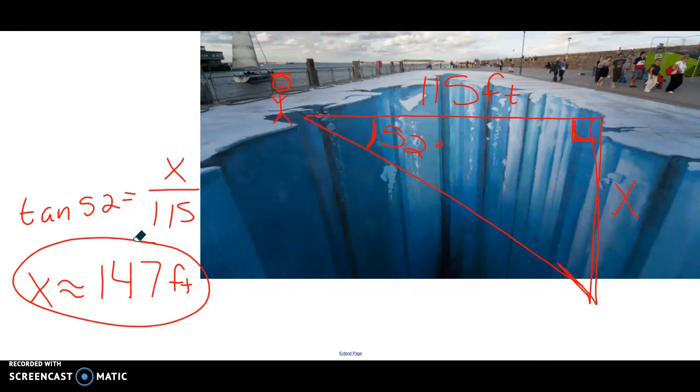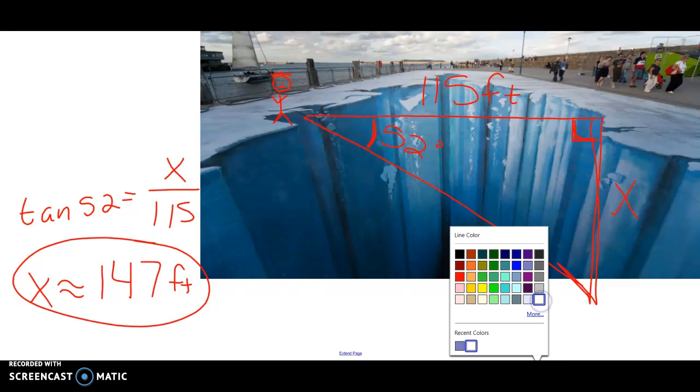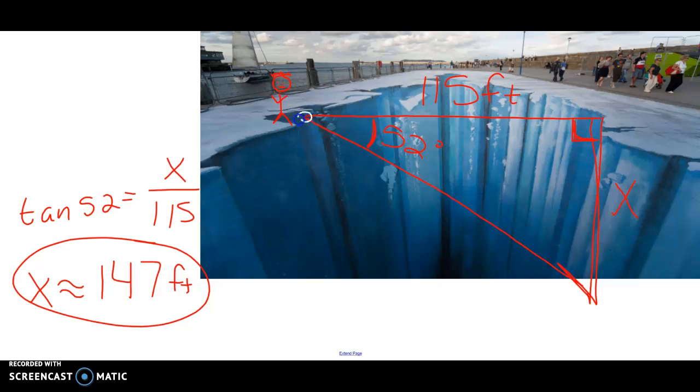Now, I could have asked you something like, if he needs to throw a rope from here to the bottom of the opposite side. So in that case, let's say x was here. What trig function would I use? Cosine, right? 115 is adjacent, x is the hypotenuse, so cosine.